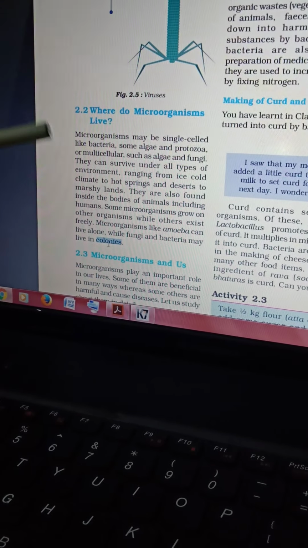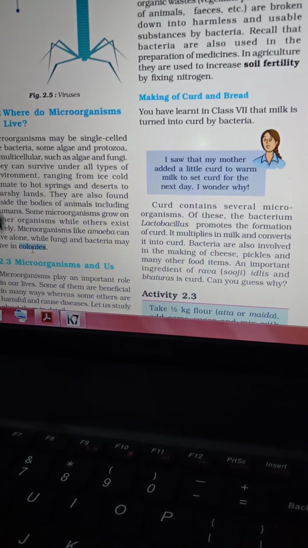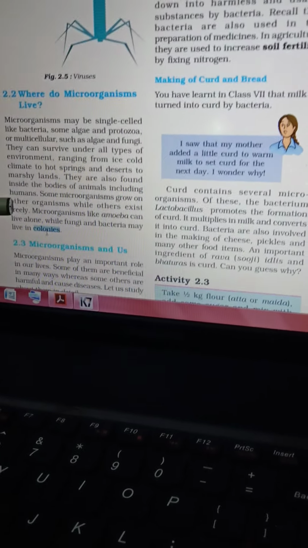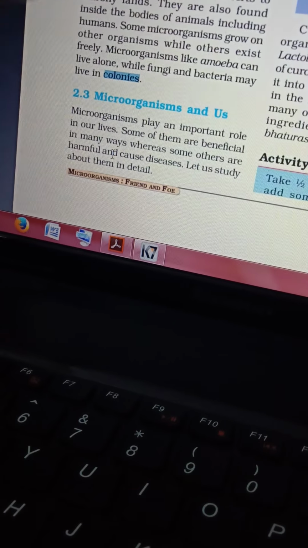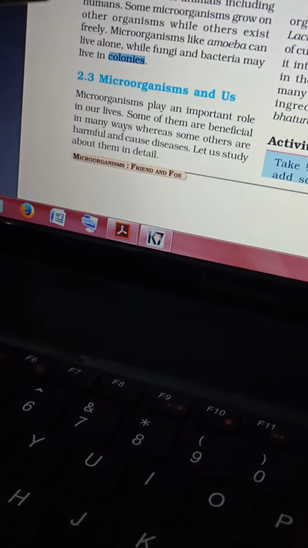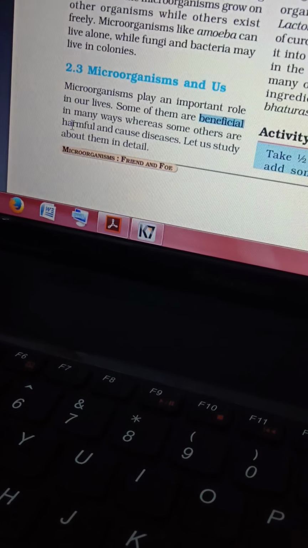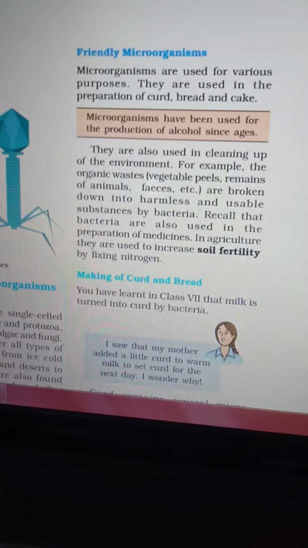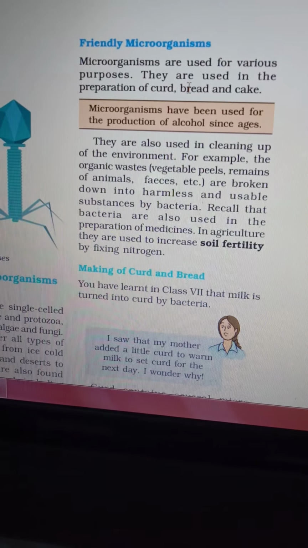They live freely. And about microorganisms and us, how we are related to these microorganisms, in what way they are helpful or harmful. Today we are going to see only the beneficial role, in what way they are helpful. We see that they produce a number of diseases, which is very dangerous, but they are helpful in many ways. Friendly microorganisms, that is, beneficial microorganisms, we will see. First of all, we can make it into points.